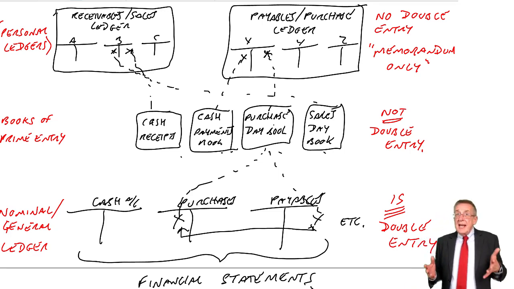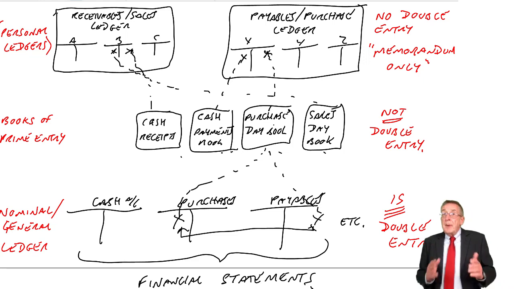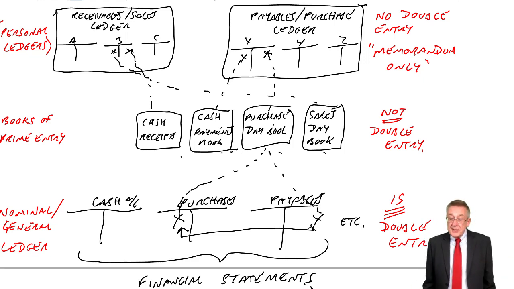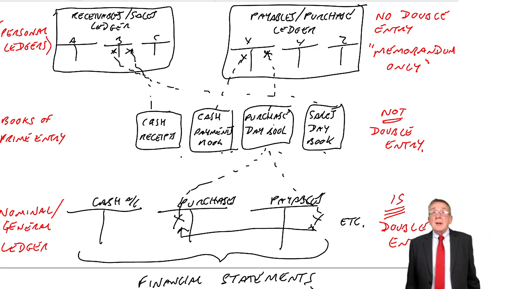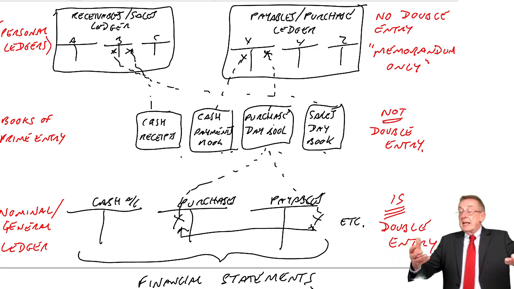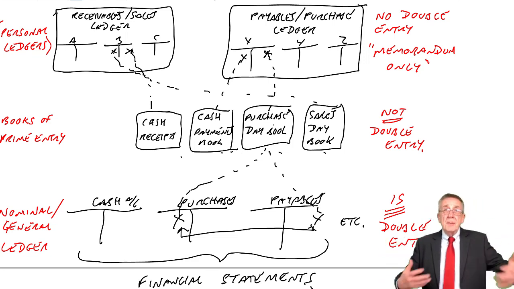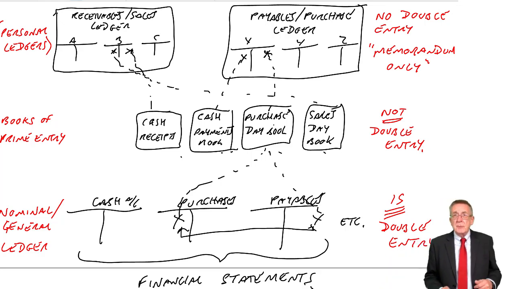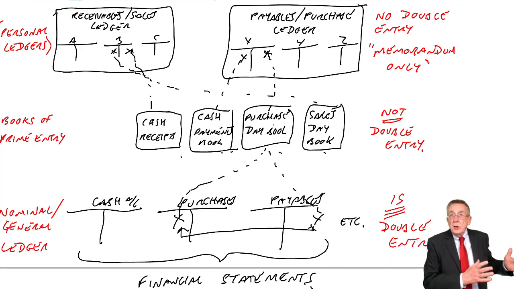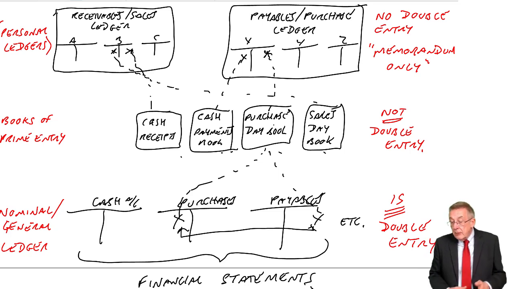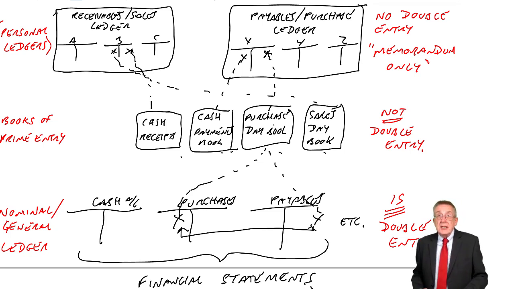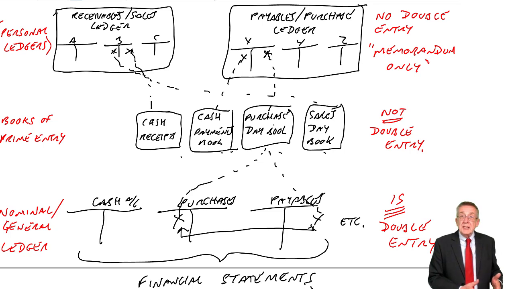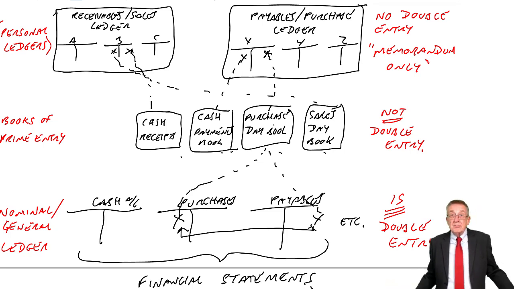Those four would apply to virtually any business, but you can have more books. It depends on the business. For instance, some companies deal in cash in different currencies. They may have some transactions in dollars, some transactions in UK pounds. So fine, they may have a cash receipts book for dollars and a cash receipts book for pounds. No problem.